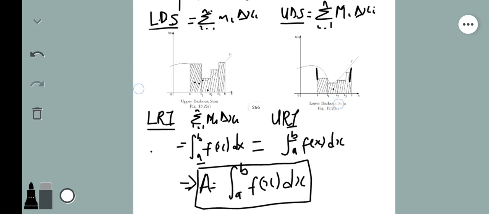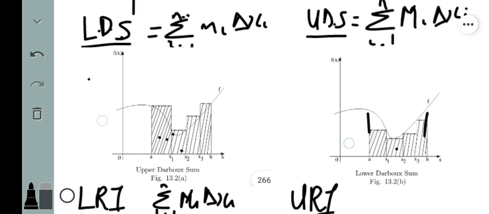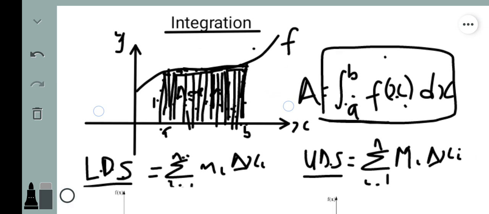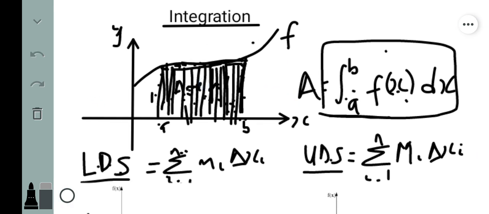So the area of this curve is basically this, which is integration. The idea of an integral is trying to find the area of a certain field. That is the idea of an integral. So anytime you're integrating, have the idea in mind that we are trying to find the area of a certain compartment.